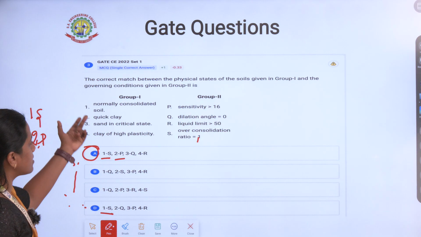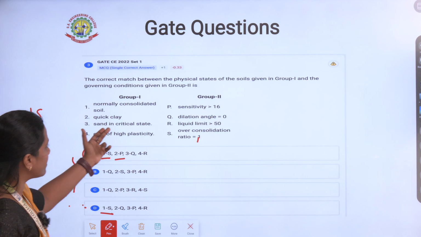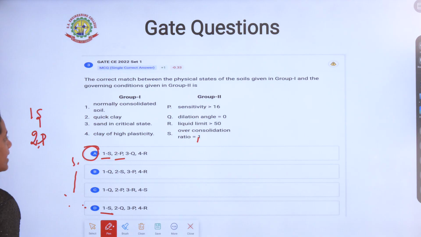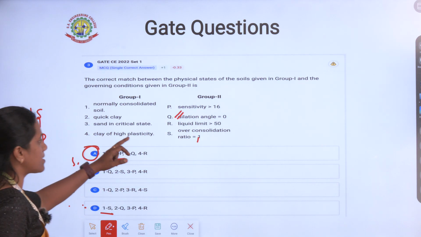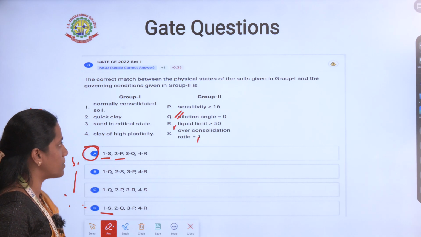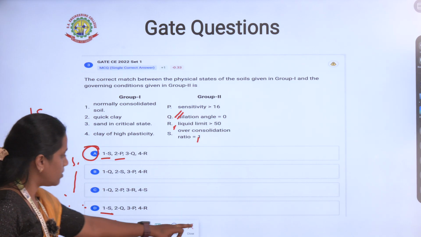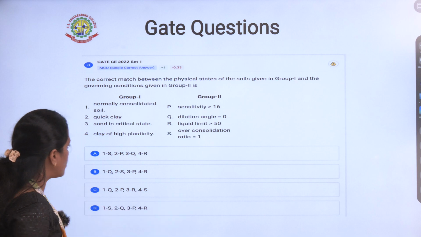We can discuss other questions also. Sand in critical state will have a dilation angle of 0, and clay of high plasticity will have a liquid limit of 50%. And the option is A.